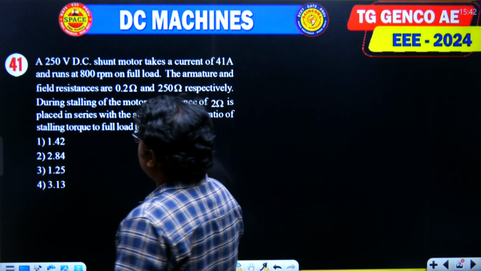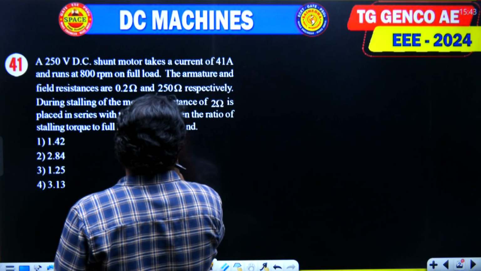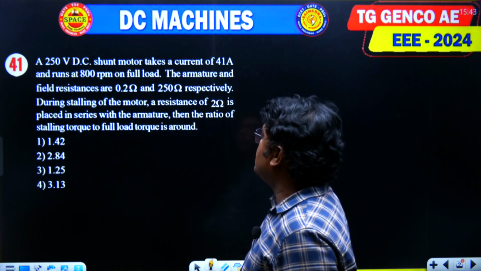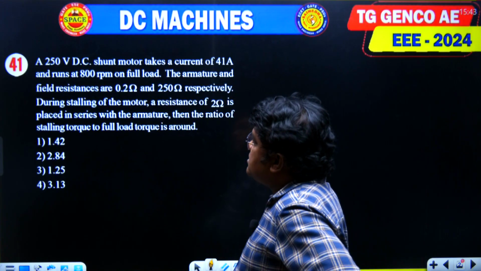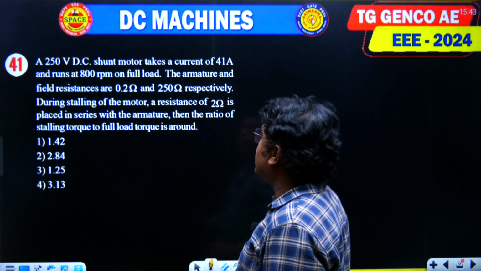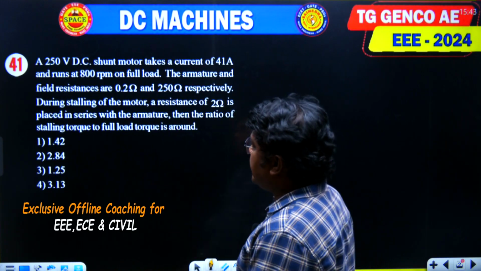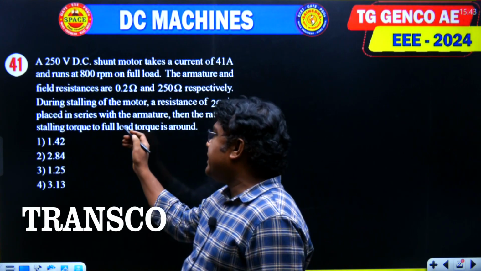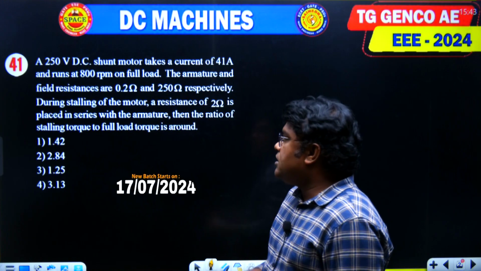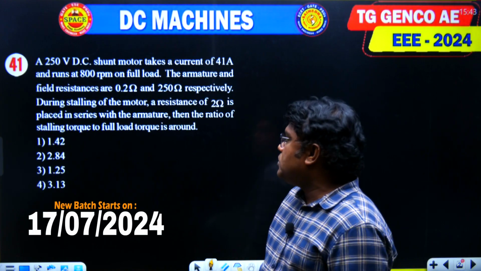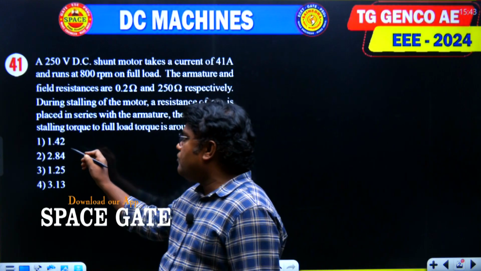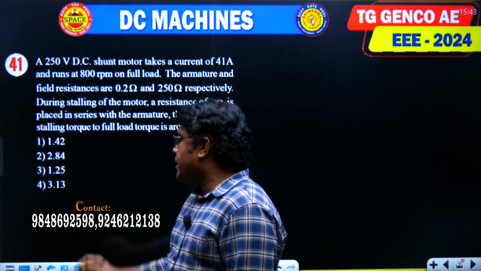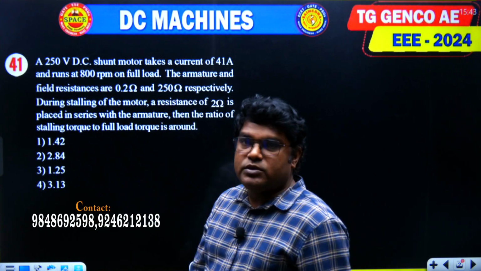Question 1: A 250 volts DC shunt motor takes a current of 41 amps and runs at 800 RPM on full load. The armature and field resistance are 0.2 ohms and 250 ohms respectively. During stalling of the motor, a resistance of 2 ohm is placed in series with the armature. Then the ratio of stalling torque to the full load torque is around: option 1, 1.42; option 2, 2.84; option 3, 1.25; and option 4, 1.13.